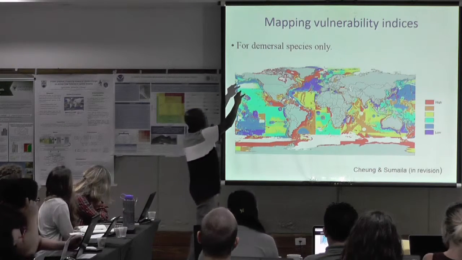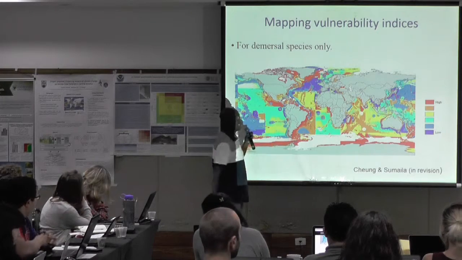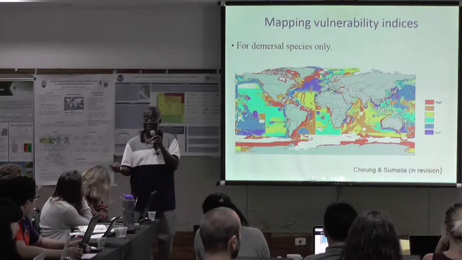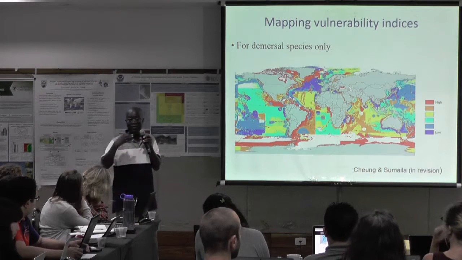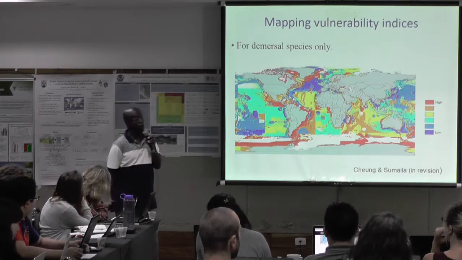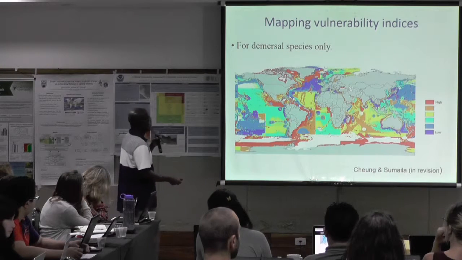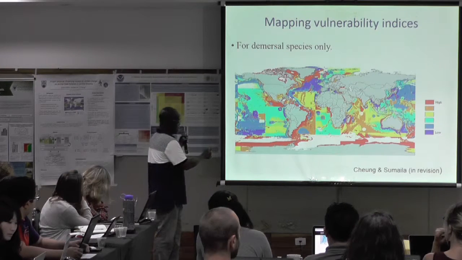If you look at all the species, this is what you get. Naturally, you get more red, right? Because the species are slower on average than the other species. So it gets really scary here when you get to it.